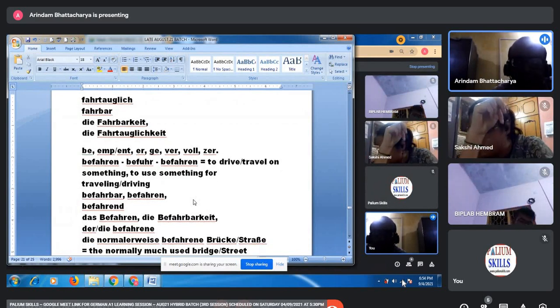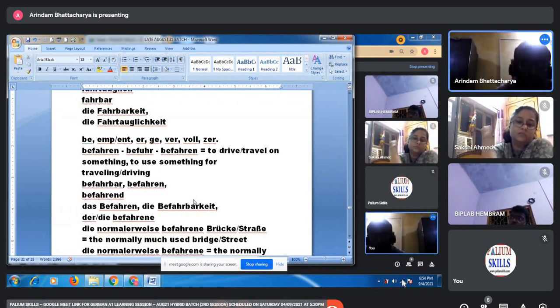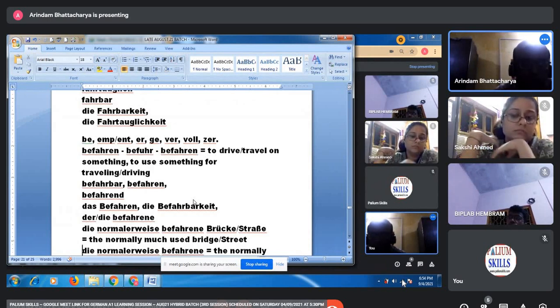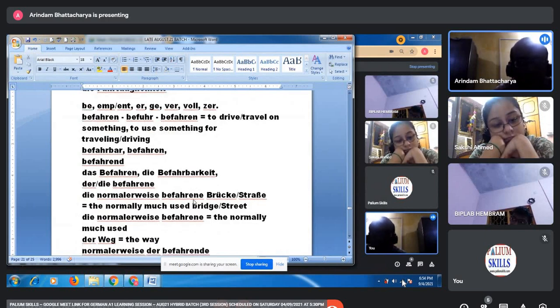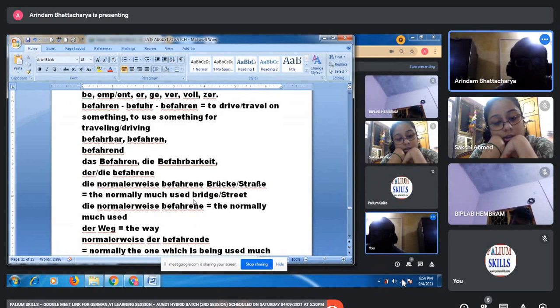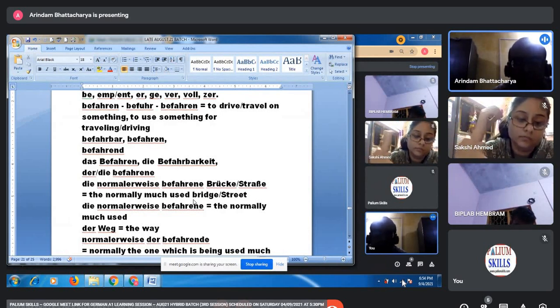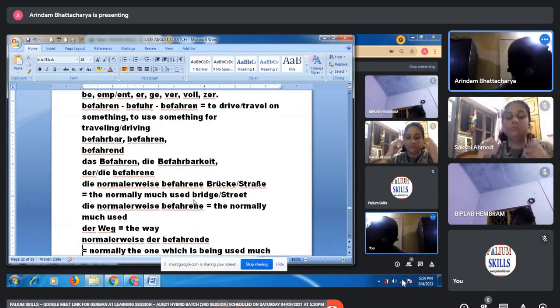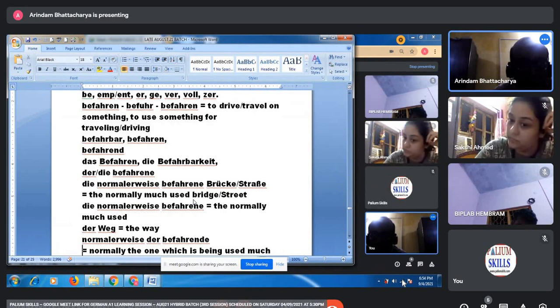Die normalerweise befahrene Brücke, Straße. The normally befahrene means normally much used bridge or street. Der Weg means way. Normalerweise der befahrende: normally the one which is being used much.